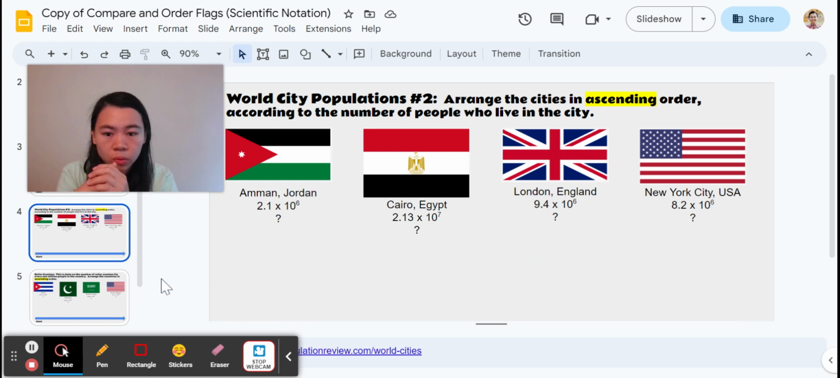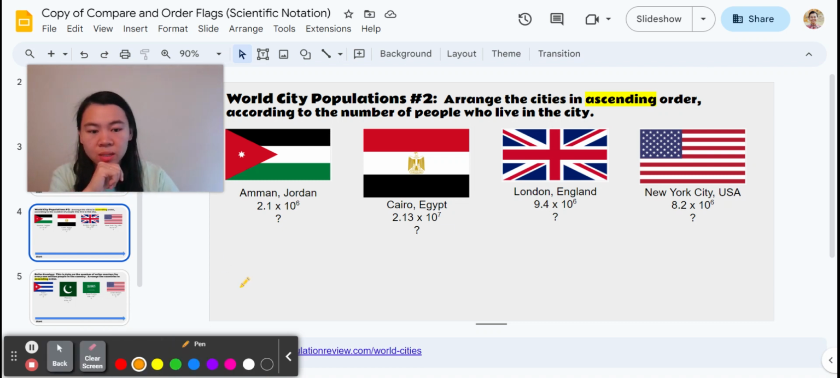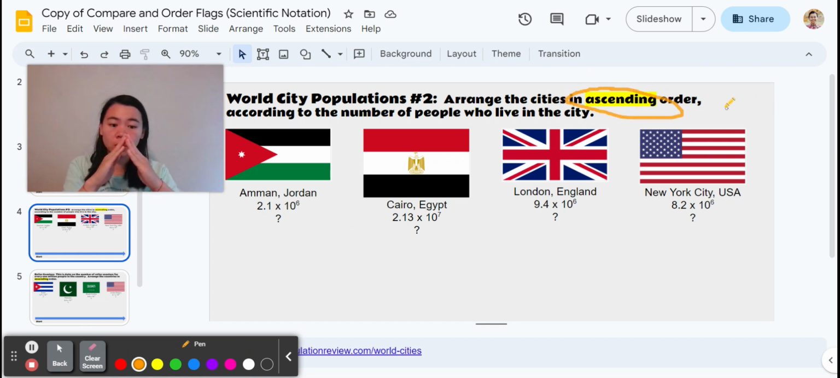Slide 4, world city populations number 2. We are comparing cities in Jordan, Egypt, England, and the US. And this time we're arranging them in ascending order. Ascending means from least to greatest. You can make a big A with your hands. See that? Looks like an arrow pointing up. Ascending order. So we want to start with our smallest city.